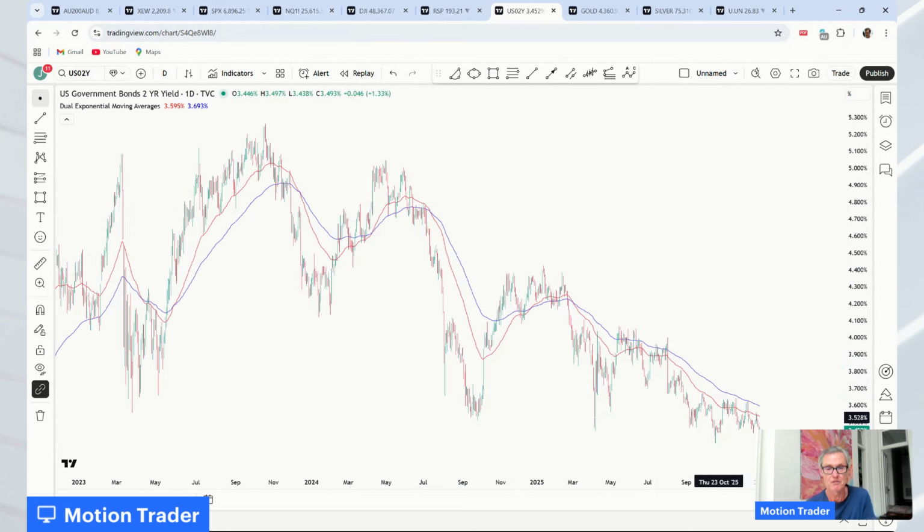Okay, so let's jump over to the small caps now. We'll start with the US small caps, Aussie small caps, commodities, really interesting stuff happening in silver in particular.